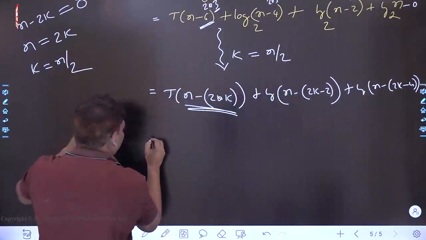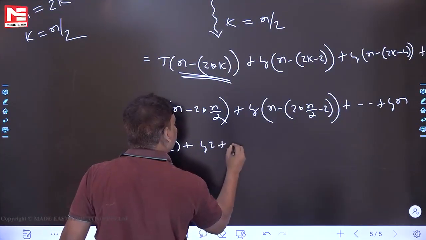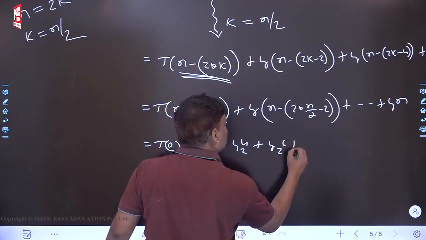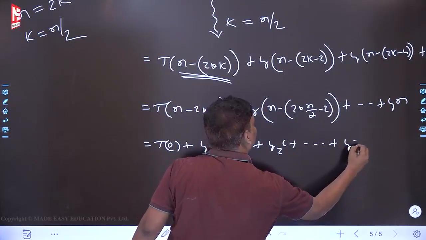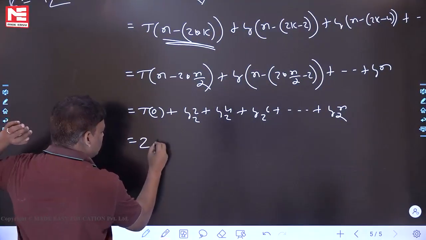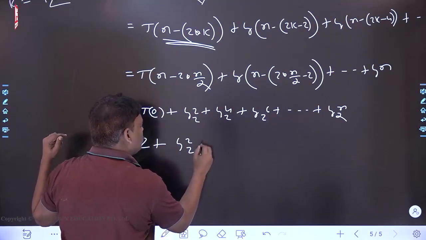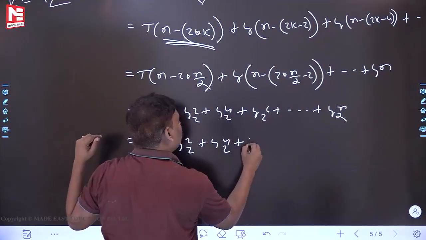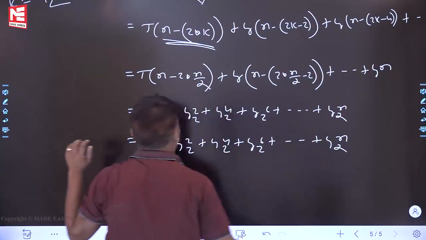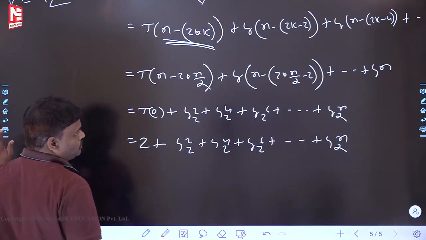Substitute now. It will become T of 0. This will become log 2. This will become log 4. This will become log 6 base 2 and so on. 2 difference. Lastly, what is the answer? Log n base 2. This will become 2 plus T of 0 is 2. See the termination. It is going to be log 2 base 2, log 4 base 2, log 6 base 2. What is the last one? Log n base 2. I am thinking everything is fine now, right?